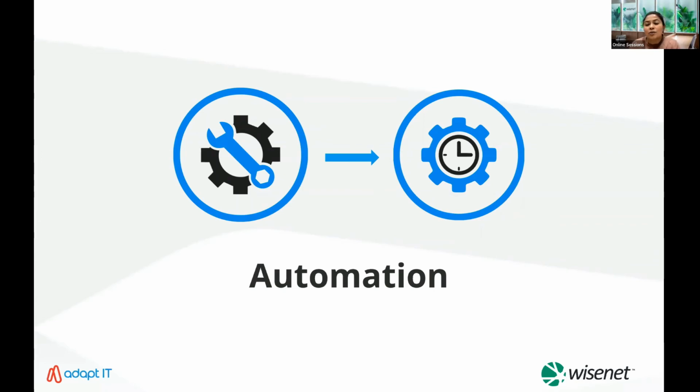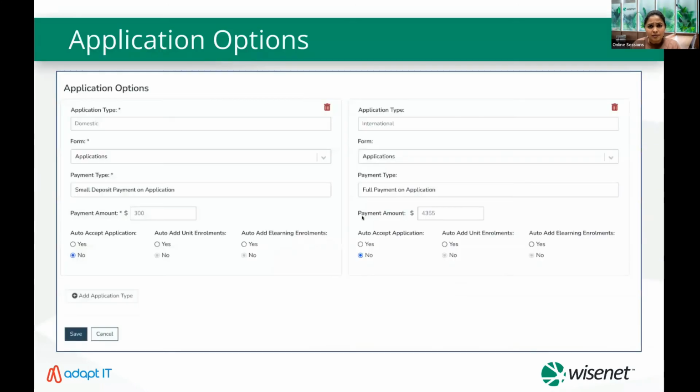Let's look at how Wisenet can help with this automation. Now, Wisenet's applications and tools help automate your business processes, so your staff don't have to execute recurring tasks. So obviously, this will automatically reduce costs, increase efficiency, and save you a lot of time and effort.